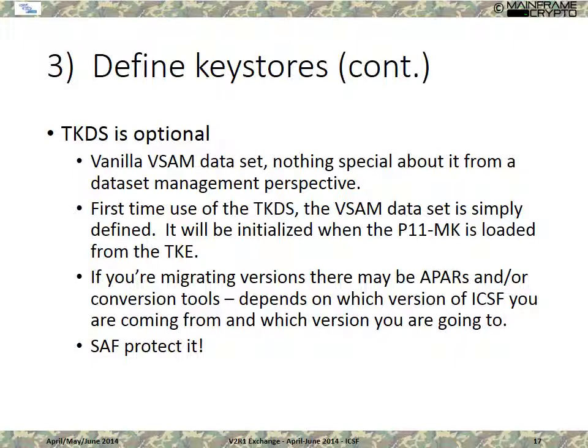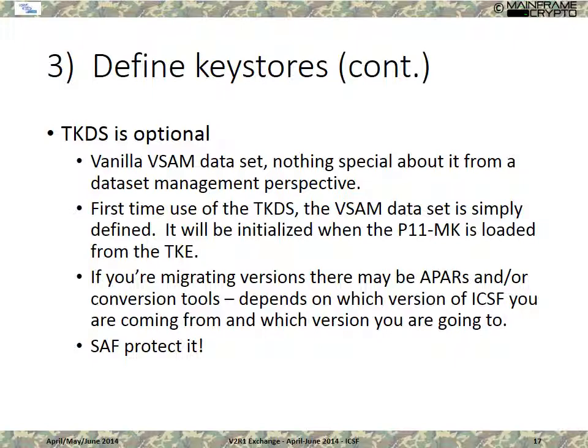If you're migrating forward, and so if you were running say HCR 7790 that supported clear keys in the TKDS, you can bring that forward with HCR 7781 and continue to use that. And once you get your EP11 master key loaded, you can start storing secure EP11 key objects in the TKDS. Again, you also want to protect this data set as well. Not just anybody should be able to read the TKDS, because again, if you have keys in the clear stored in the TKDS, anybody that can read it can see that key material.